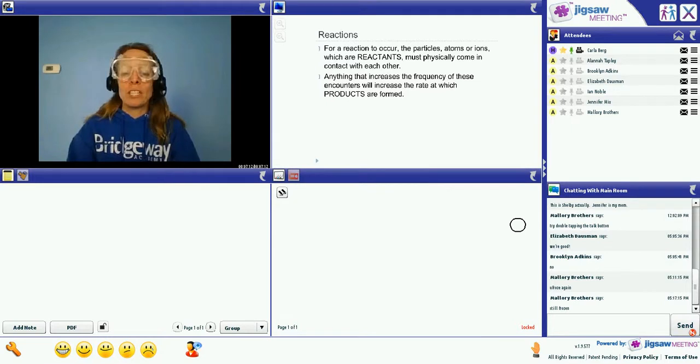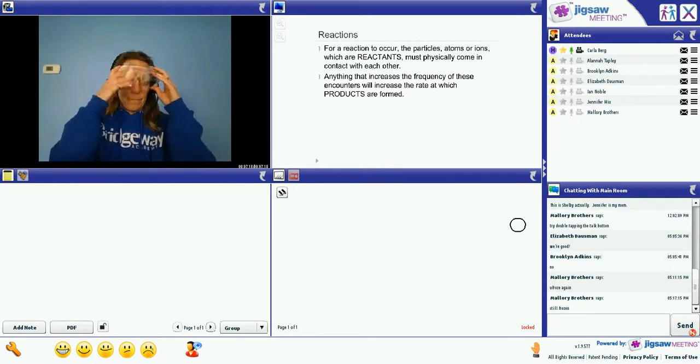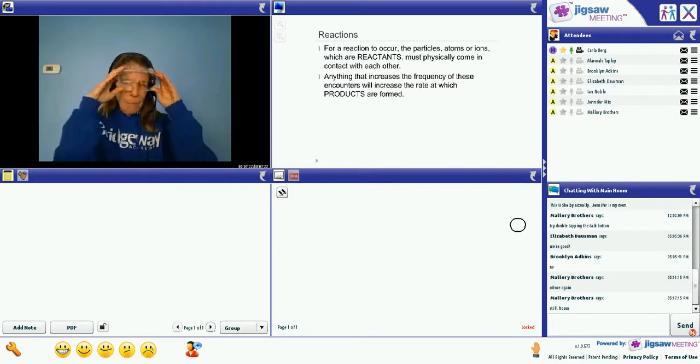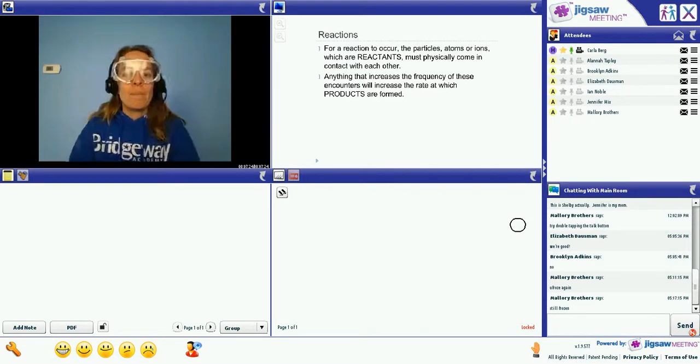If at any point you have a question during this lab, please go ahead and raise your hand and I will stop. My goggles are fogging up. Let me clean them quick. All right, Mallory, go right ahead.